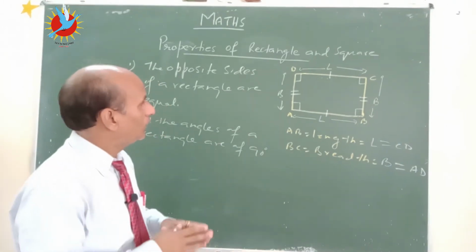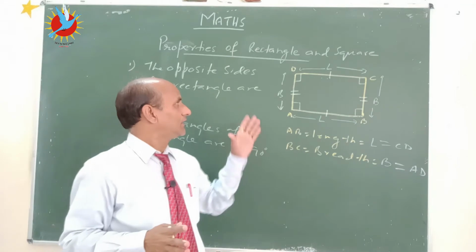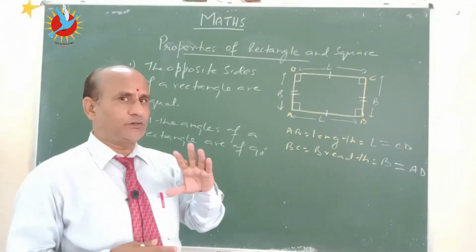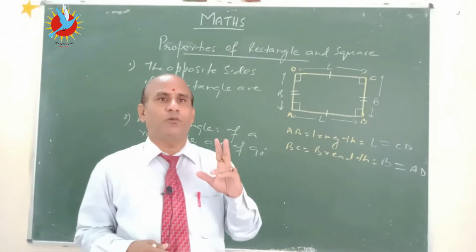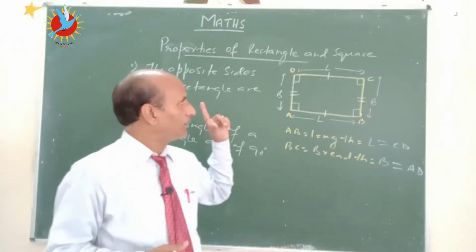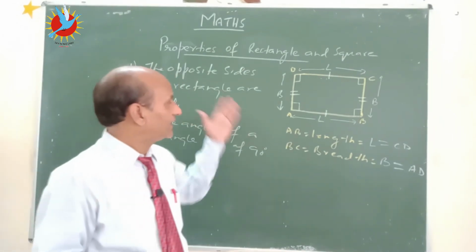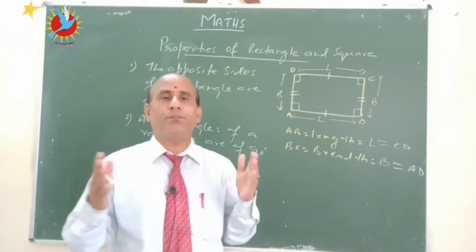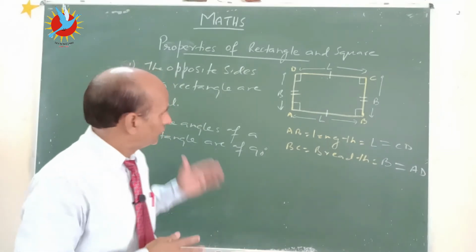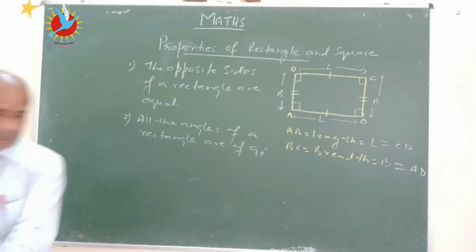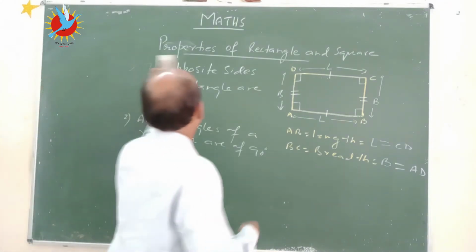Now we have to find the different formulas related to the rectangle. Today I have revised two formulas: how to find the perimeter of a rectangle, and the second one is how to find the area of the rectangle. So first we will take how to find the perimeter of a rectangle.